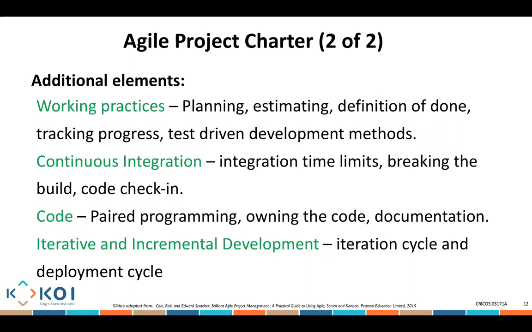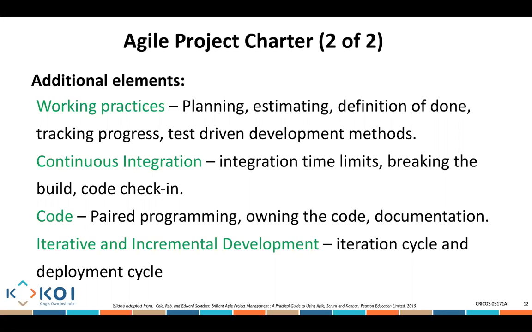Continuous integration. Integration time limits. So if I'm going to say I'm going to be integrating sprint, release 1 and release 2 together, how do we actually integrate these things together? When is the actual timeline where we're going to integrate things together? How are we going to break the build? So we're going to break it into sprint 1, sprint 2, sprint 3, and so on.